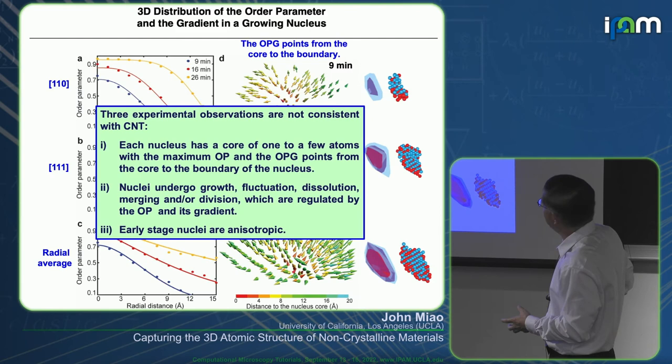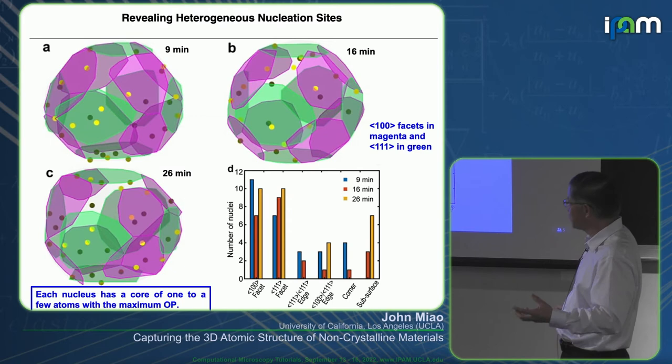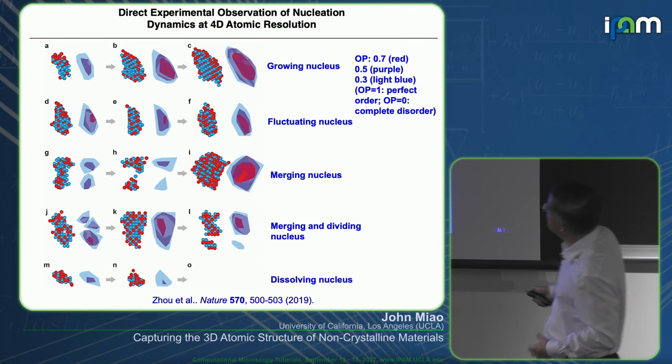What we find is not like this. There's always a core. Each nucleus has one to a few atoms in the core. In this case, this is what we call a growing nucleus. The core can get larger.